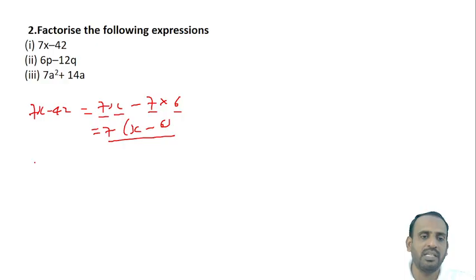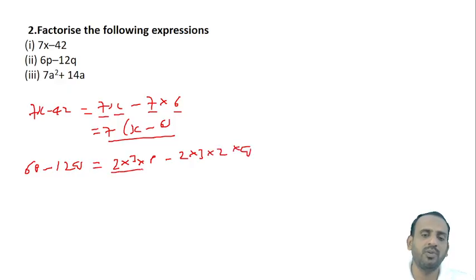Second, 6p minus 12q. So 6p we can write it as 2 into 3 into p minus 2 into 3 into 2 into q. What is common here? 2 into 3. So that is 6 is common. So p minus this will come out. So this will remain. P minus 2q.